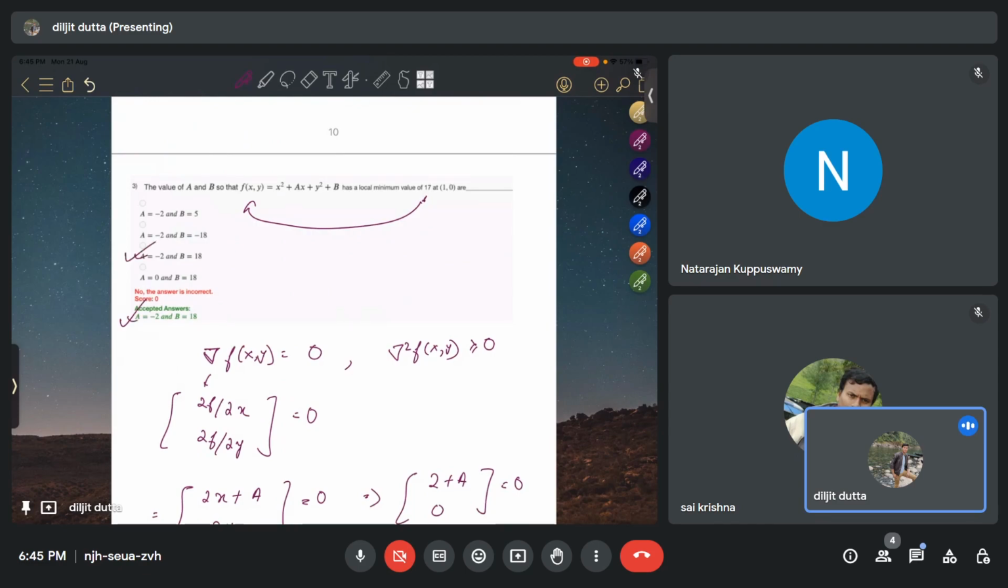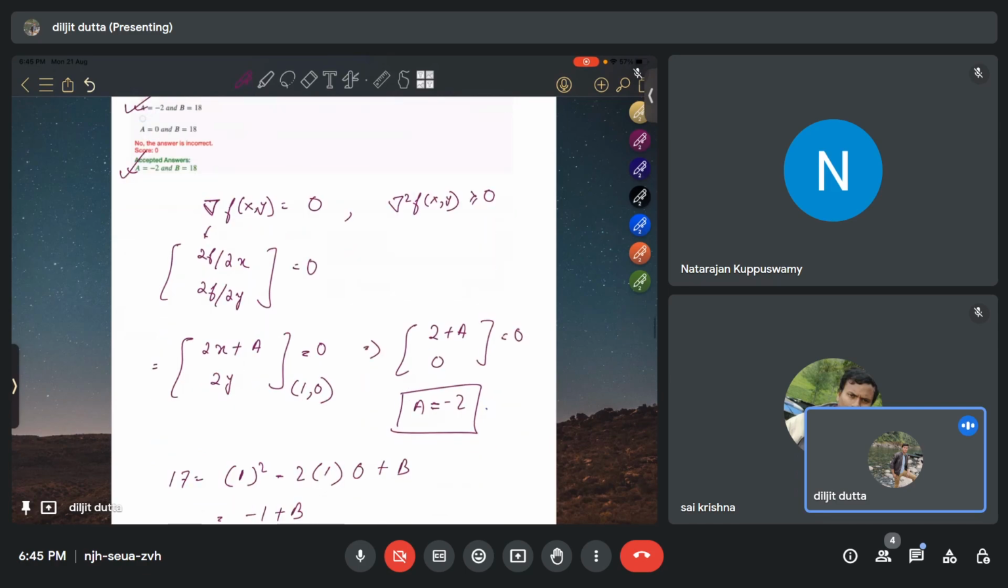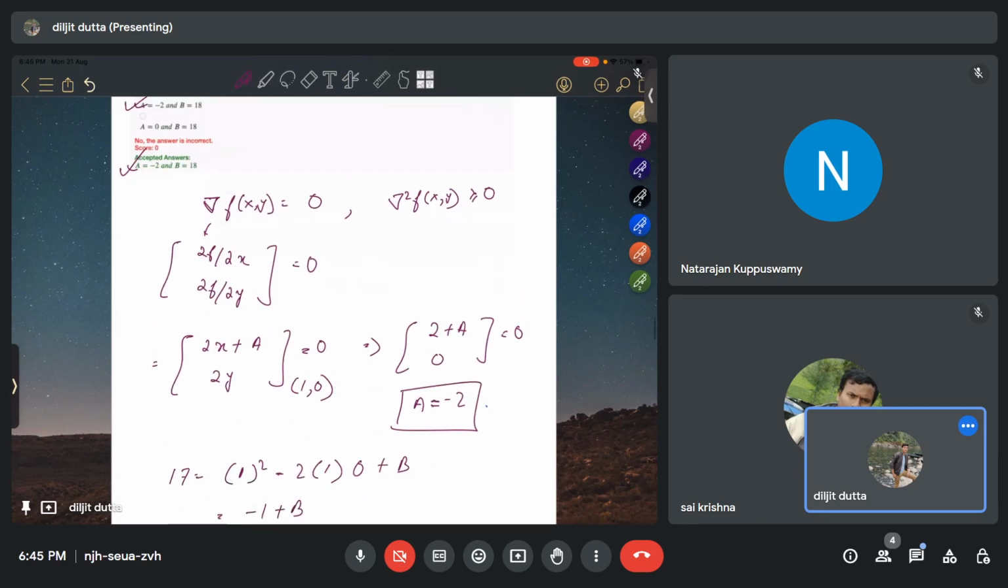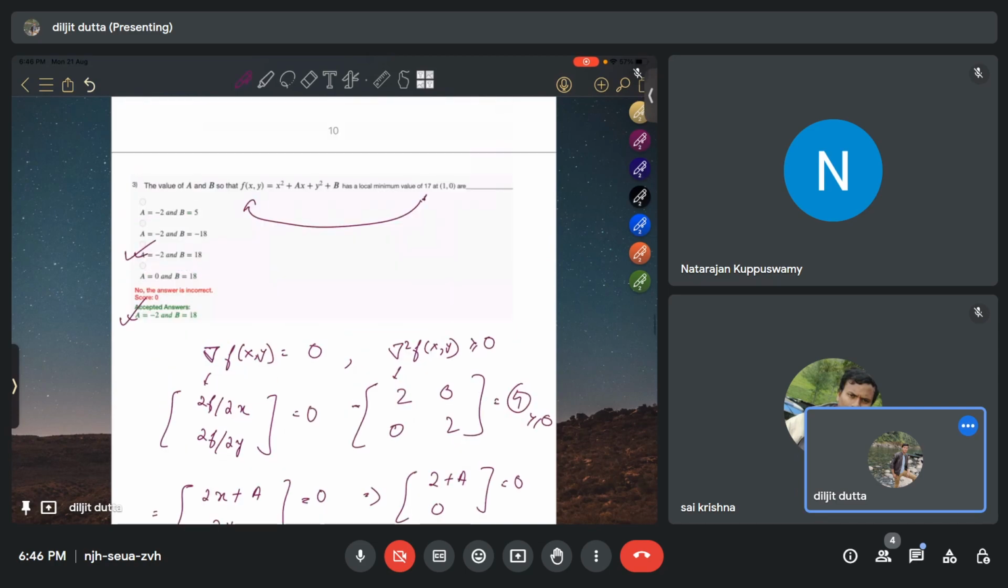This is the option. You can also check this with the second derivative. The second derivative del square f by del x square will be 2. Del square f by del x del y is 0. Del square f by del y del x is also 0, and del square f by del y square is equal to 2. The determinant is 4, which is greater than 0. So we will have a minima only for this function.